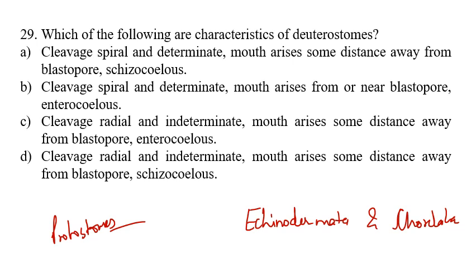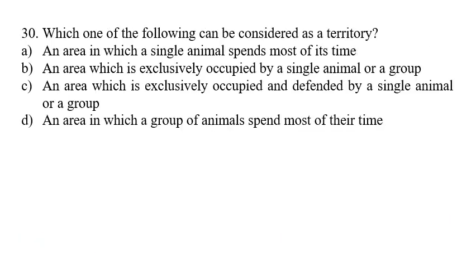But in case of the deuterostome, which are represented by the Echinodermata and the Chordata, the cleavage is radial and indeterminate. Mouth arises some distance away from the blastopore, and the coelom is the enterocoelous. So the option C would be correct in this question. Next.